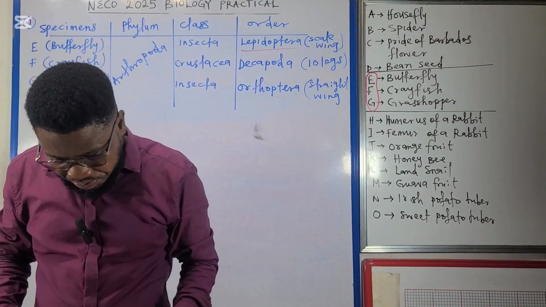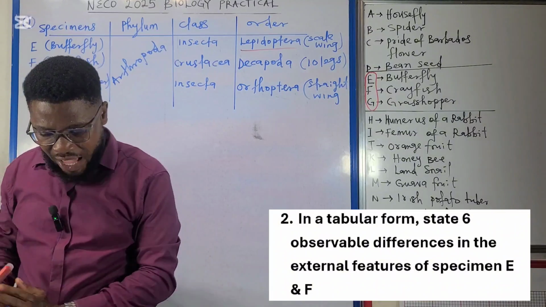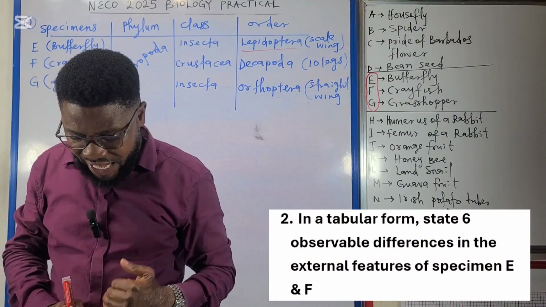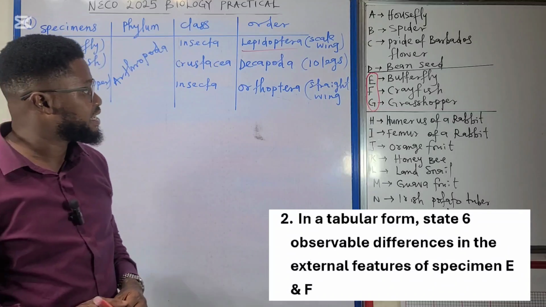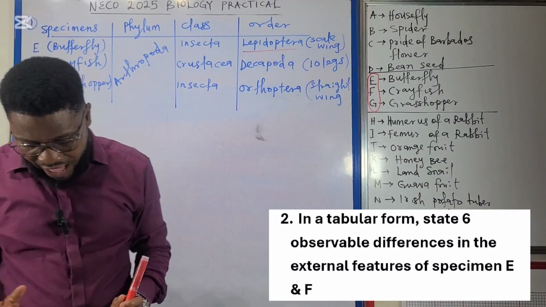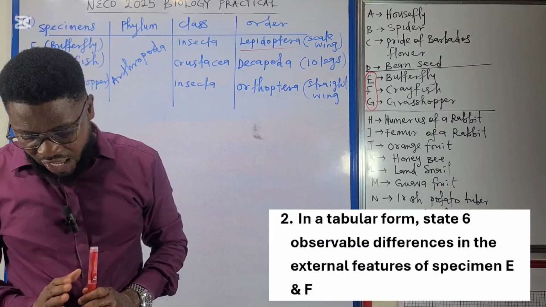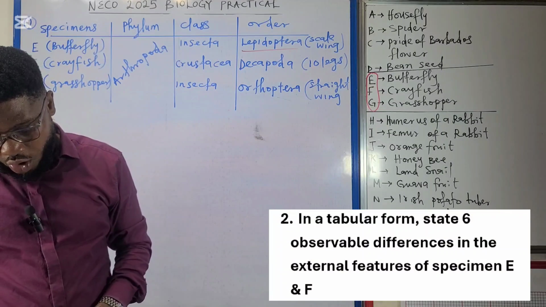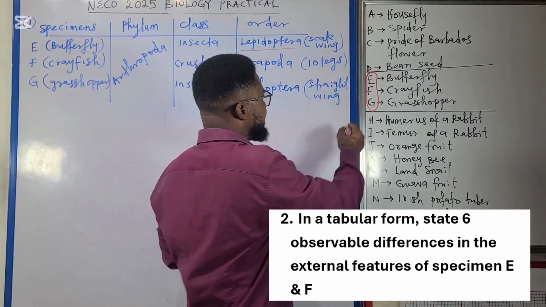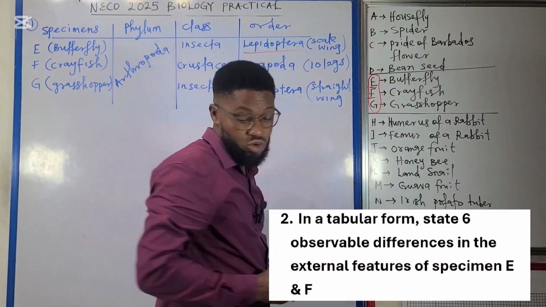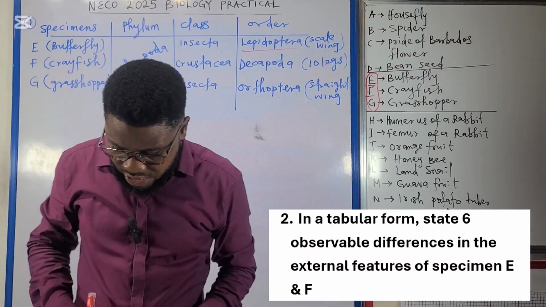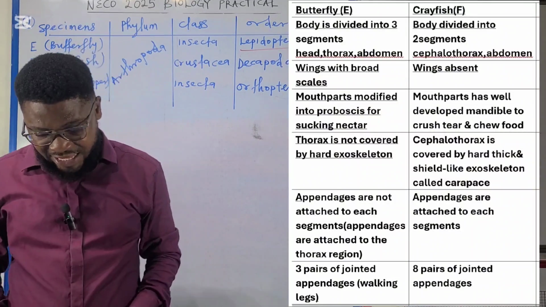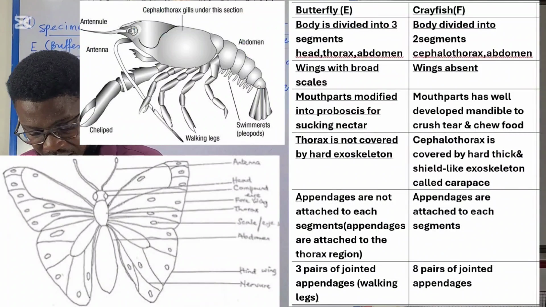Moving on to our question 2, it says, in a tabular form, state 6 observable differences in the external features of specimen E and F. So we want to look at 6 observable differences in the external features of specimens E and F, differences that we can see externally.